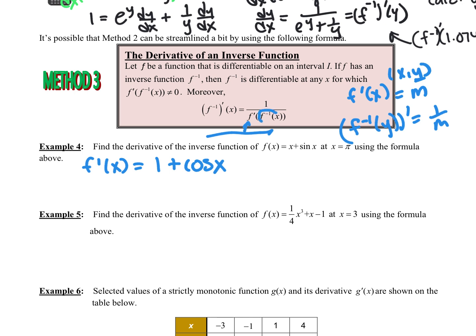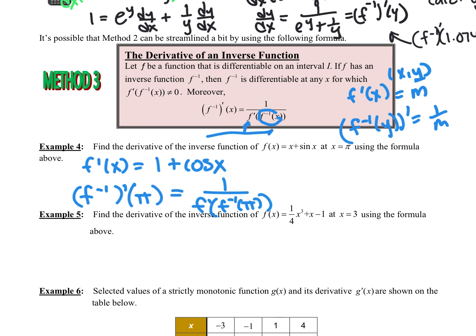And then this inside part, right? So for our problem, f inverse derivative, we want that at x equals pi, will be equal to 1 over f prime at f inverse of pi. Right? So as long as we can figure out what f inverse of pi is, all we have to do is plug that into the derivative. So now we'll go ahead and find f inverse at pi. And this is exactly what we did the last time. So you're just finding the y value that goes with that x value, okay? So we're just trying to find that y value.